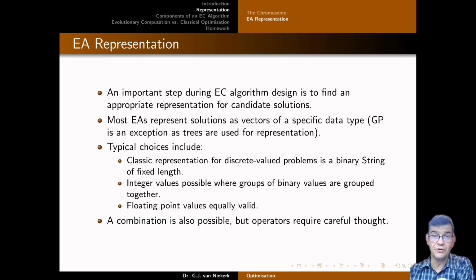And once you've got this, you can move on to the next part of the EA, which of course is the fitness function, the reproduction operators, etc. But this is a very, very important step, and quite often one of the most difficult parts of the algorithm.